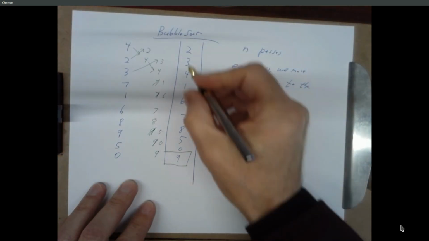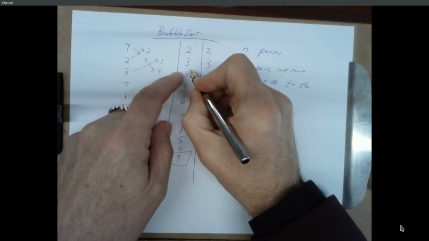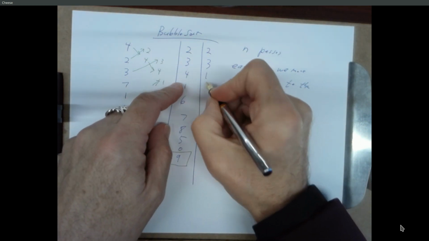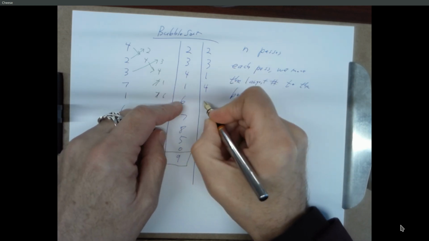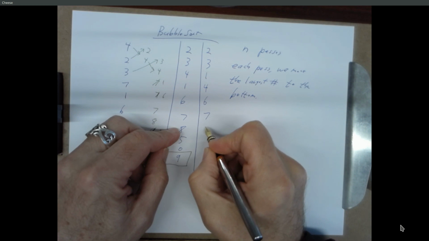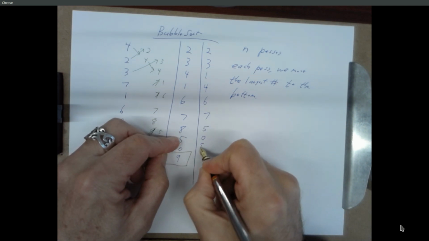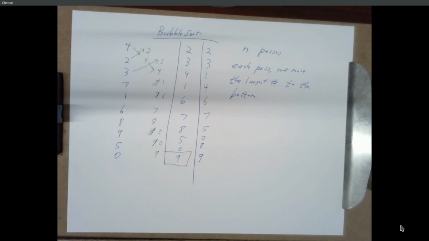So if we make a second pass, well, 2 and 3 are in the right order. 3 and 4 are in the right order. 4 and 1 should swap. 4 and 6 are in the right order. 6 and 7 are in the right order. 7 and 8 are in the right order. 8 and 5 should swap. 0 and 8 should swap. And the 9 should stay there.